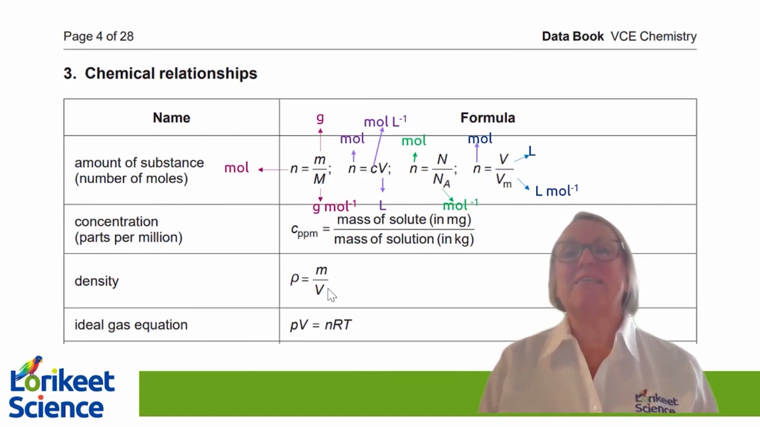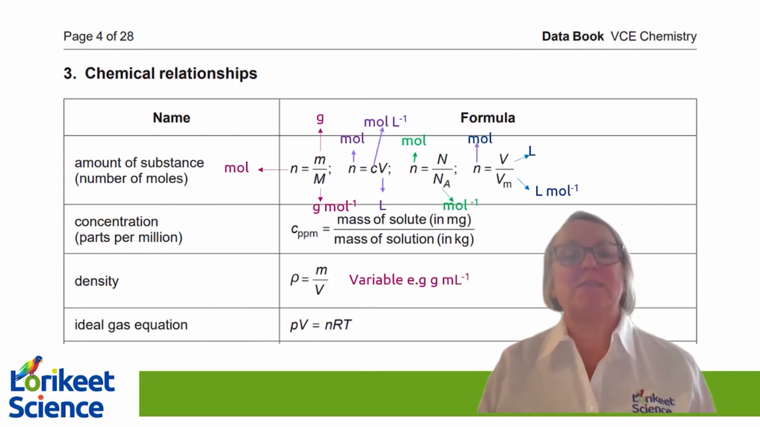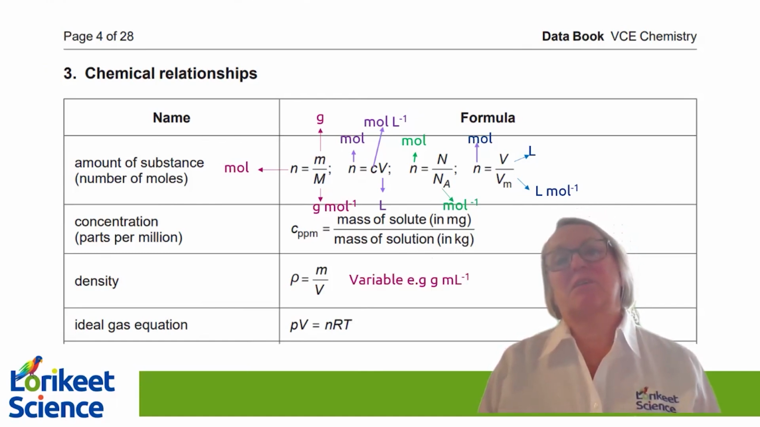Density formula. Now, density is a bit of an unusual one. It didn't used to be in the data book until this year, but it's always mass over volume. So whatever the unit of mass is and whatever the unit of volume is, the units are variable, but make sure that you do have a mass over a volume.